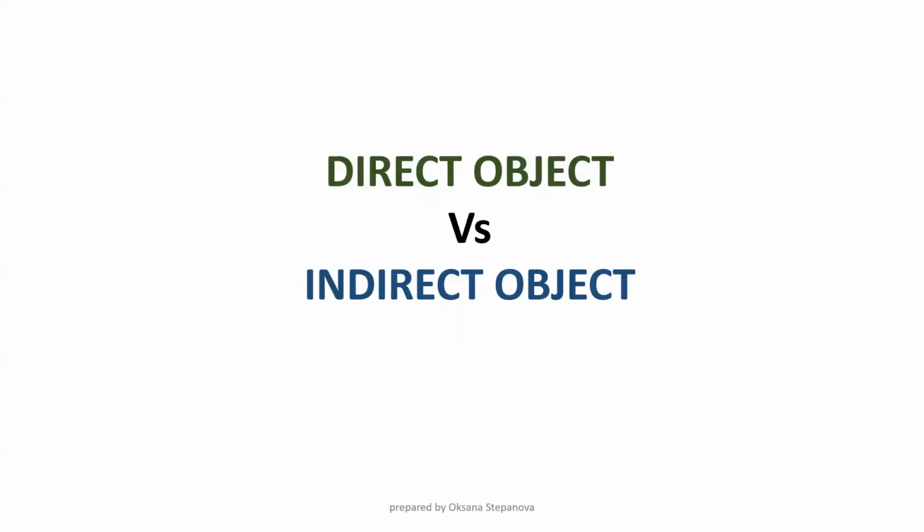Hello everyone, my name is Oksana and today I will be talking about direct object and indirect object of the sentence. So in my previous video, I was talking about the object of the sentence in general. Today, let's look at two types of the object we have in English grammar.